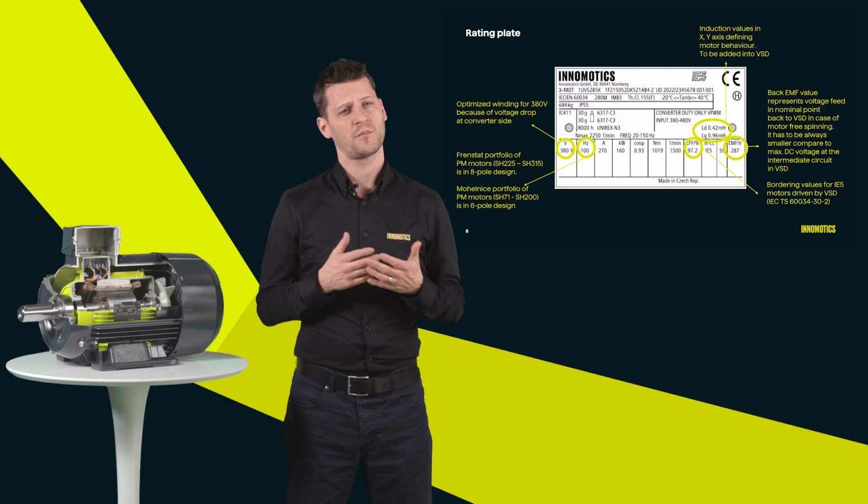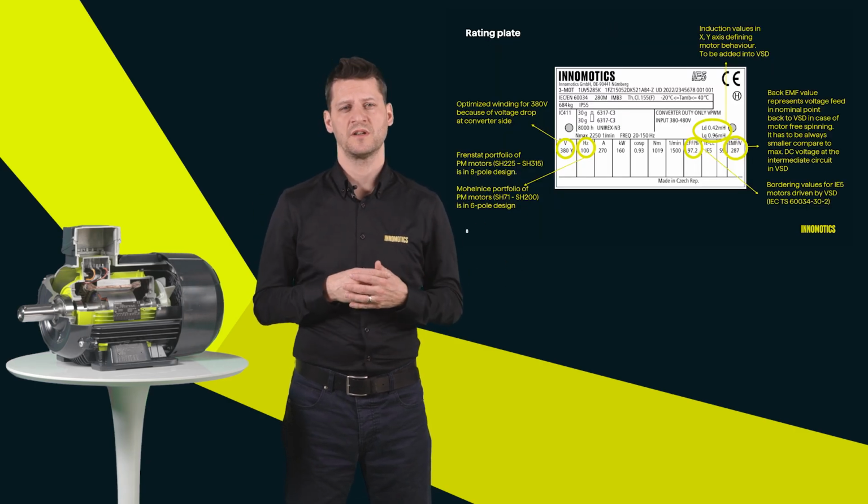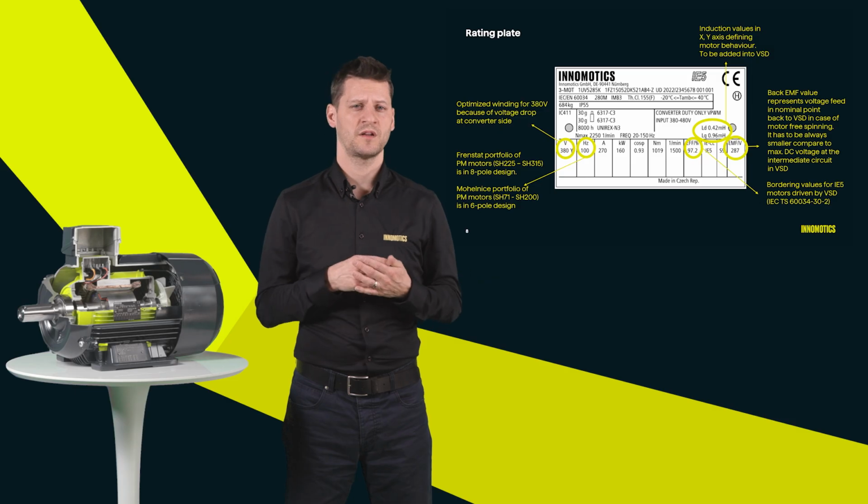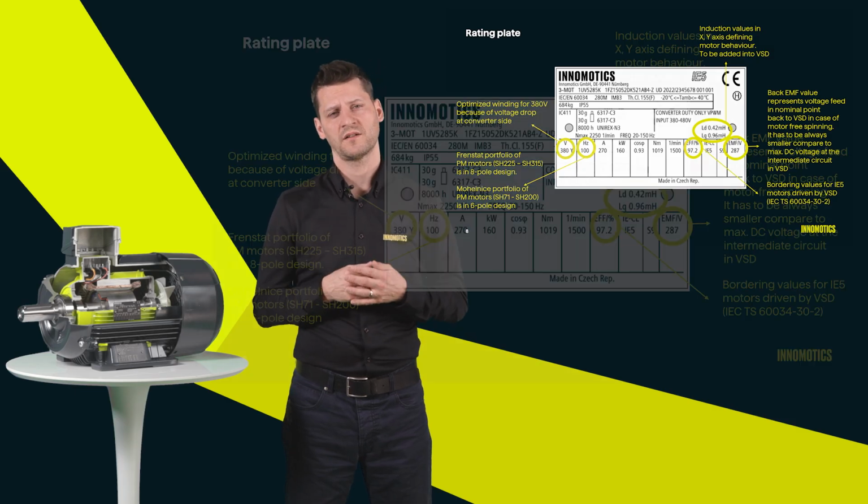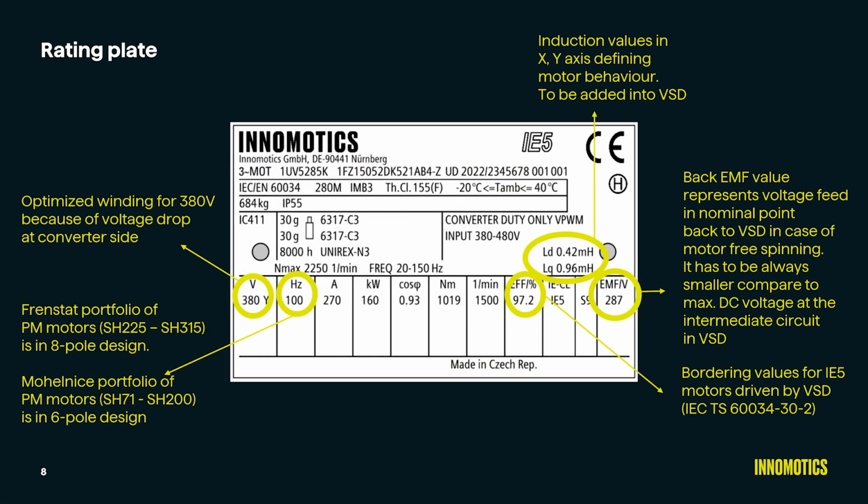To have the comparison complete, I would like to also show some differences on the rating plate of the permanent magnet motor compared to a standard asynchronous motor rating plate. As you can see on the left side, we have an optimized winding for 380 volts because of the voltage drop at the converter side. We have 2 rotor designs. We have 6-pole design for small shaft heights, which are manufactured in Mohelnice, and 8-pole design for the high frame sizes, which is manufactured in Frankenstadt.